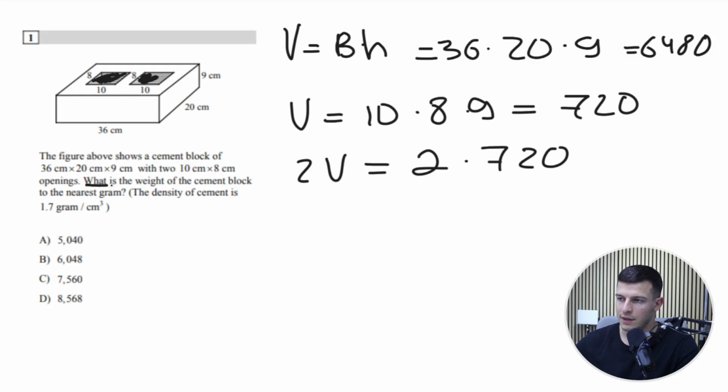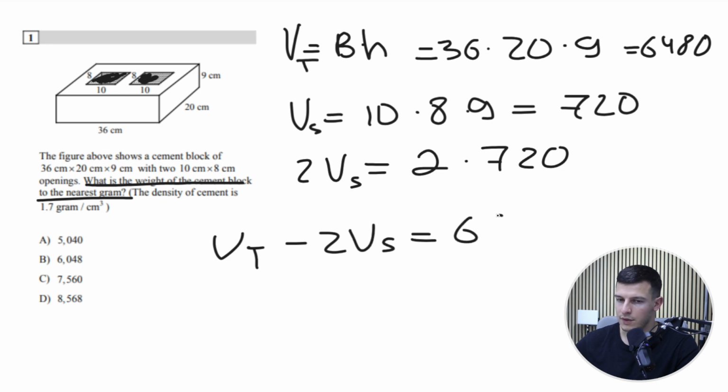Now, what do we need? What is the weight of the cement block to the nearest gram? So this is V total. I'm going to call this V small, 2V small. So V total minus 2V small is what we're looking for.